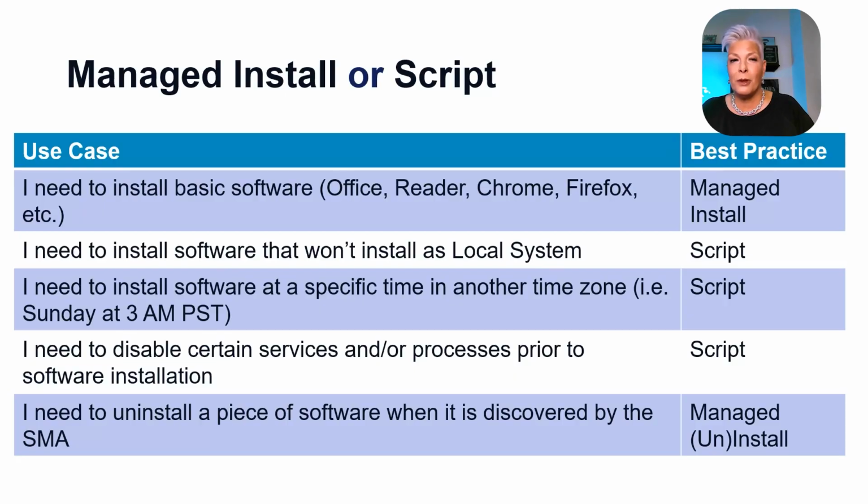I need to install software that won't install as local system. Hopefully I'm getting that through to your brain. We would then use a script. I need to install software at a specific time in another time zone, i.e. Sunday at 3 a.m. Pacific Standard Time. I need to disable certain services and/or processes prior to software installation. We would use a script. And then finally, I need to uninstall a piece of software when it is discovered by the SMA. In that case, more than likely, you're going to be using a managed install.